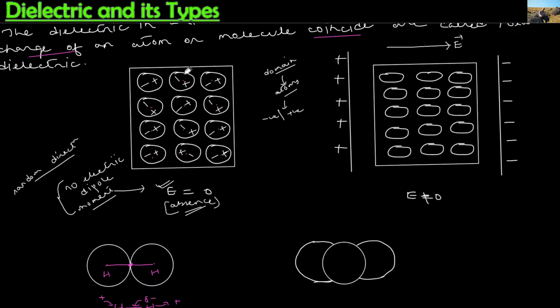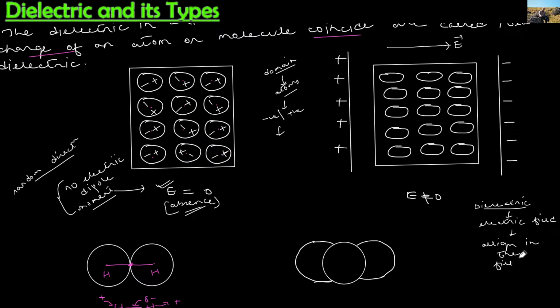All these dipole moments, there will be a momentary creation. The moment when you place a dielectric in the presence of an electric field, what will happen? All those domains will align in the field direction.